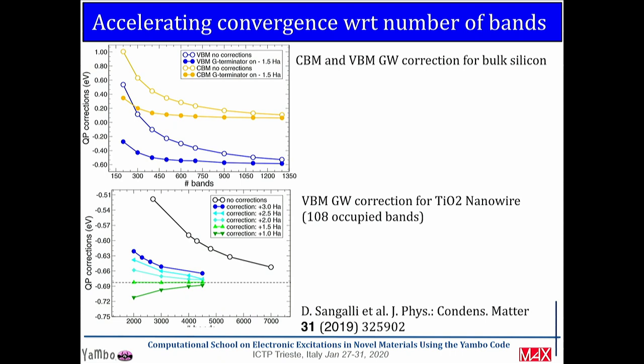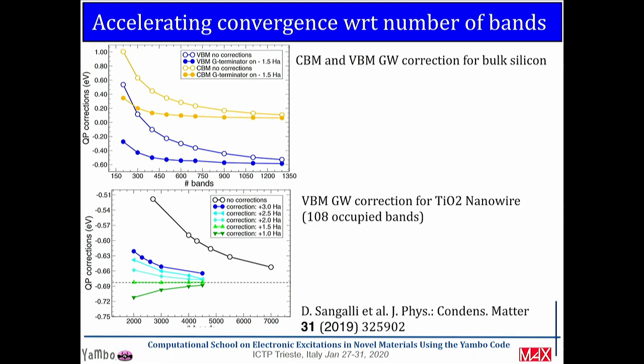This is the conduction band maximum and the valence band minimum for bulk silicon. This is a cluster, I think. And without this correction, you need probably more than 1,500 bands. Here, they are already converged with half of this number of bands.